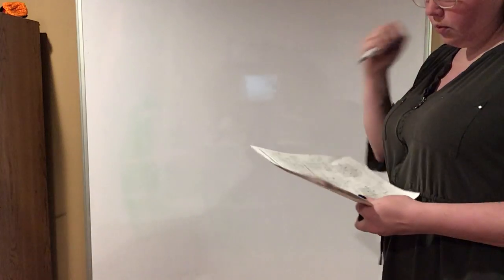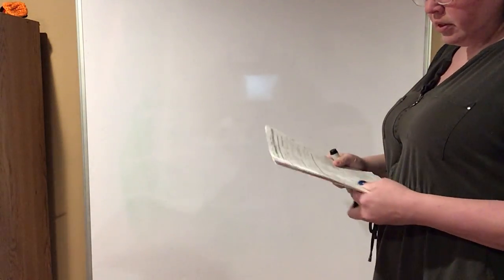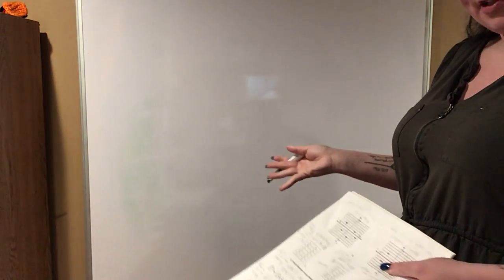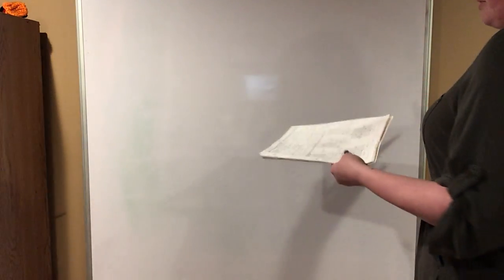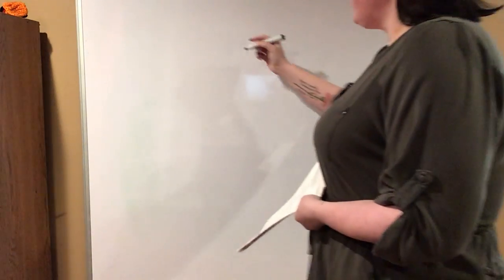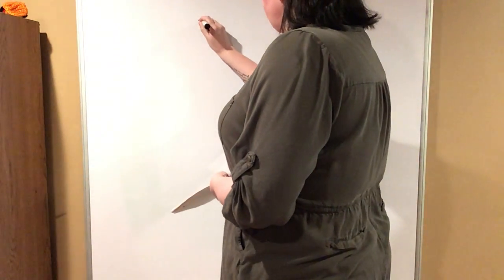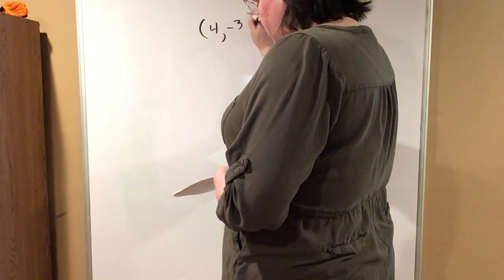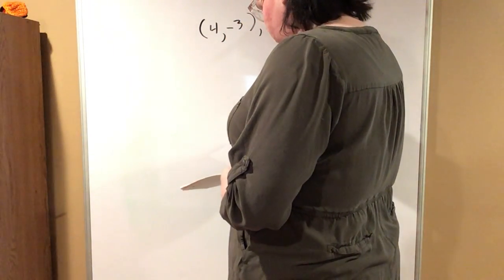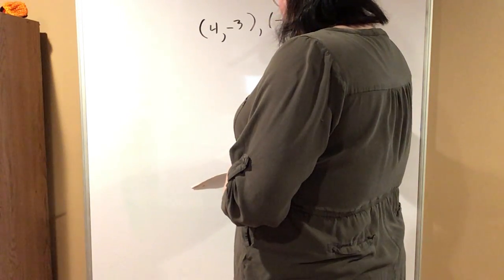So, first of all, we're going to be learning about domain and range of a function. So I'm going to write a function out, and we'll explain what domain and range is and what makes it a function and not a function. So if I'm given this function, (4, 3) and (1, 2).